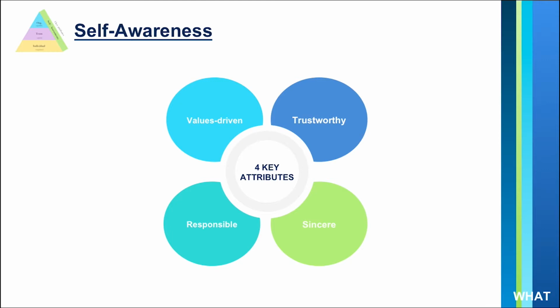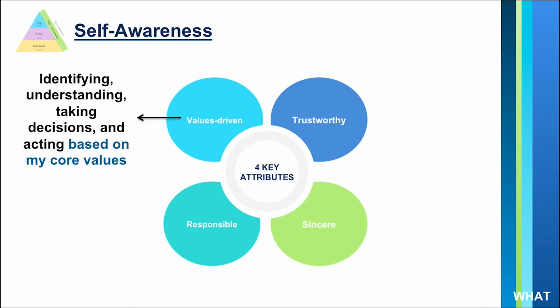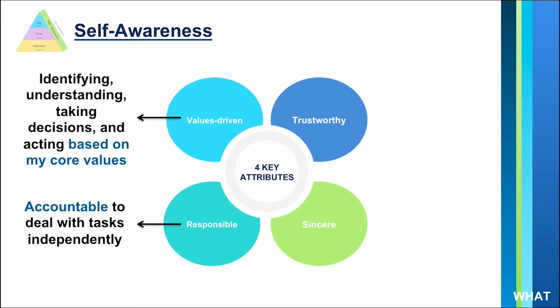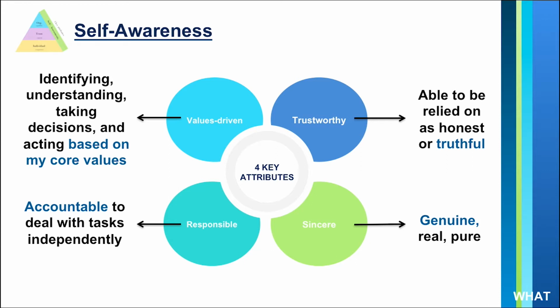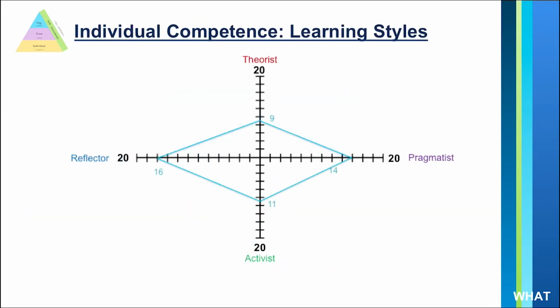Personally, there are 4 key attributes that best describe me. First, I am a value-driven person, which means my actions are based on my core values. Next, I am a responsible person, which means I am accountable to deal with my tasks independently. Also, I am a trustworthy person who can be relied on, and I am a sincere person. Now, let's move on to my individual competence.